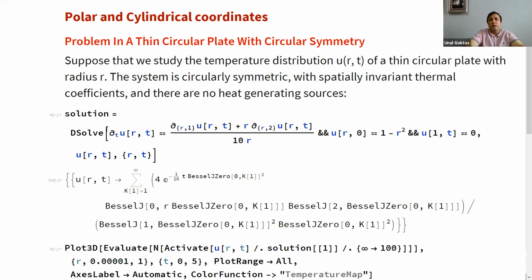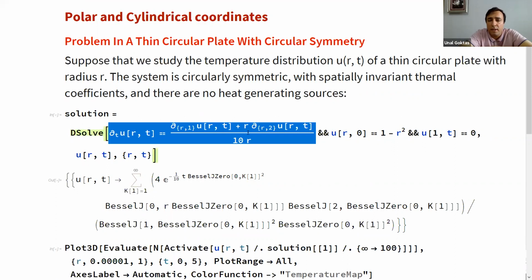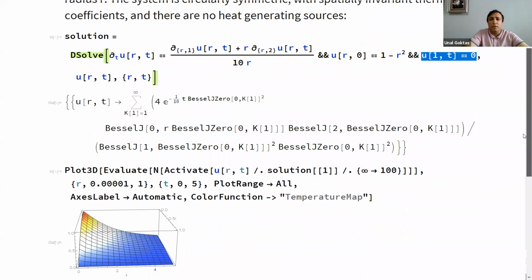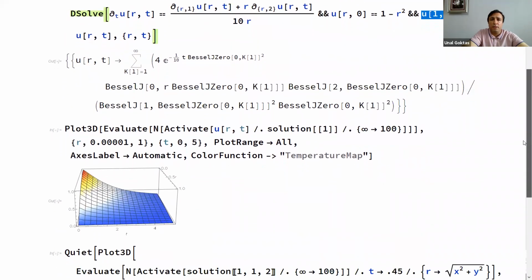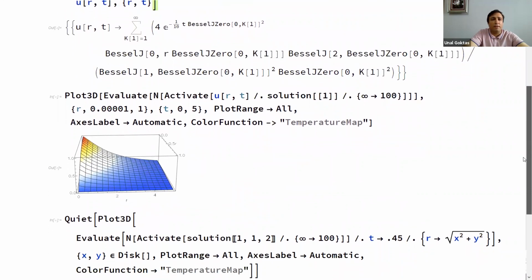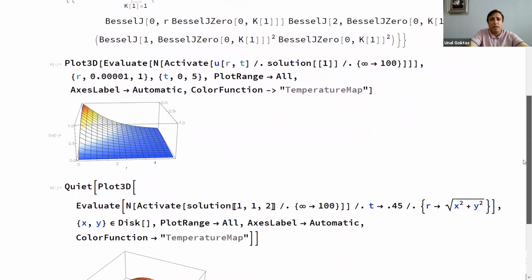So the first piece here is the heat equation in polar coordinates with no theta dependency. And we assume that at r equals 0, the solution is bounded. So we just have one boundary condition for r equals 1. So if we compute the solution and then plot it for setting infinity to 100, the solution will look like this over here.